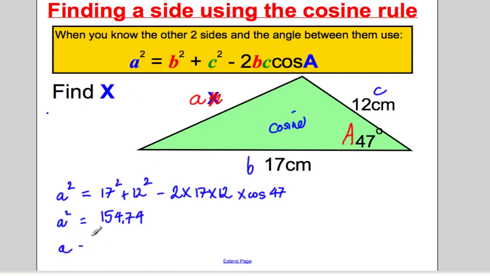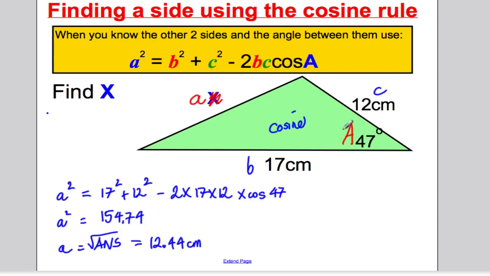So a is the square root of the answer button in your calculator, or the square root of 154.74, and you should get 12.44 centimeters. Does it look reasonable? Yeah, it looks pretty reasonable. And there you go, simple as that.